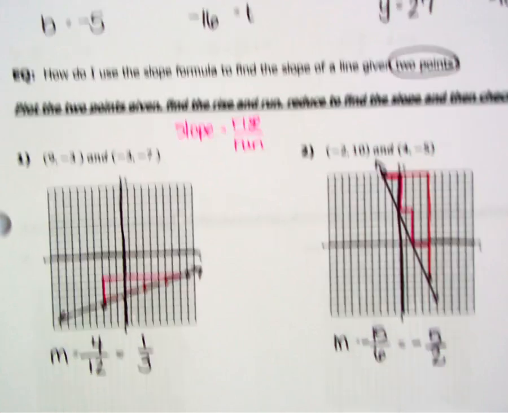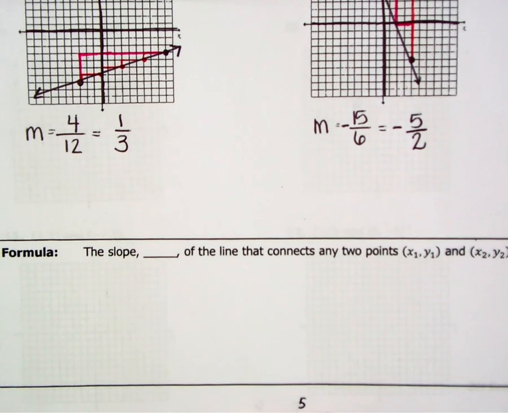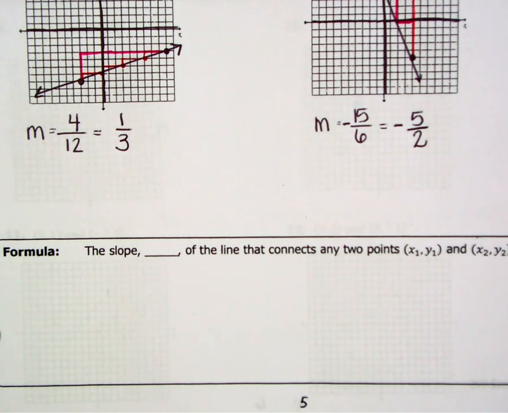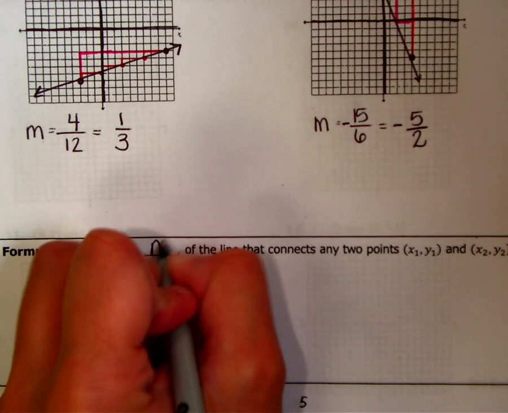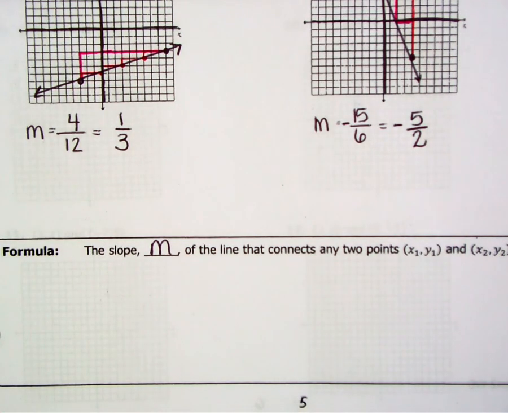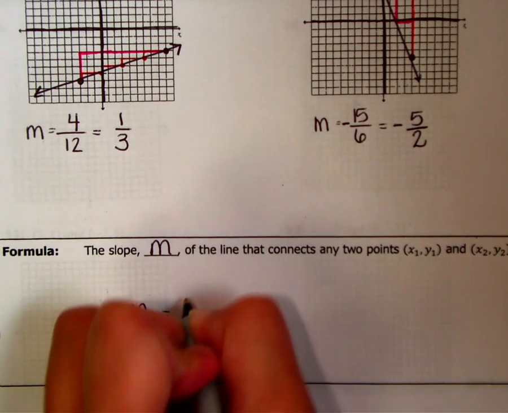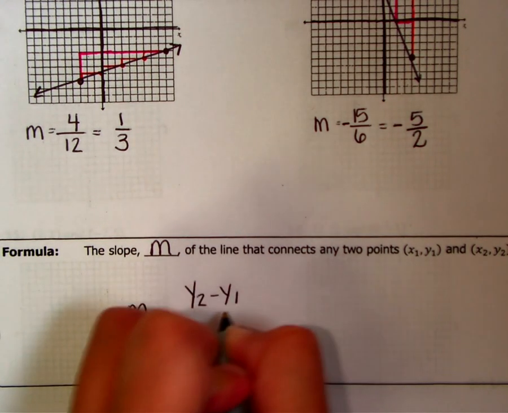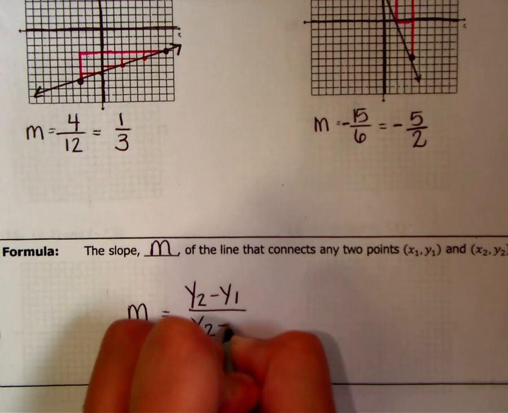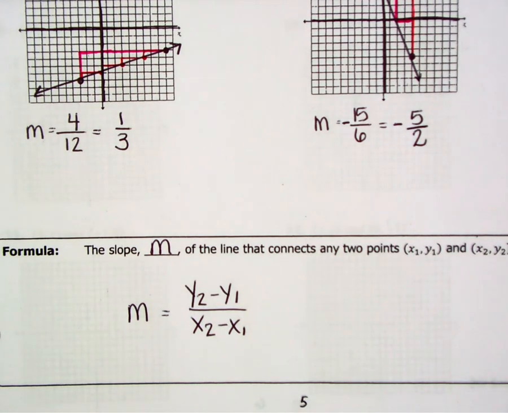All right. So we've got this box here. That means it's important stuff. The slope, m, we call it m. I don't know why. It's just what somebody chose, and we stuck with it all these years. The slope of the line that connects any 2 points, x1, y1, and x2, y2, we can find by doing y2 minus y1 over x2 minus x1. So we're finding the difference in our y values over the difference of our x values.